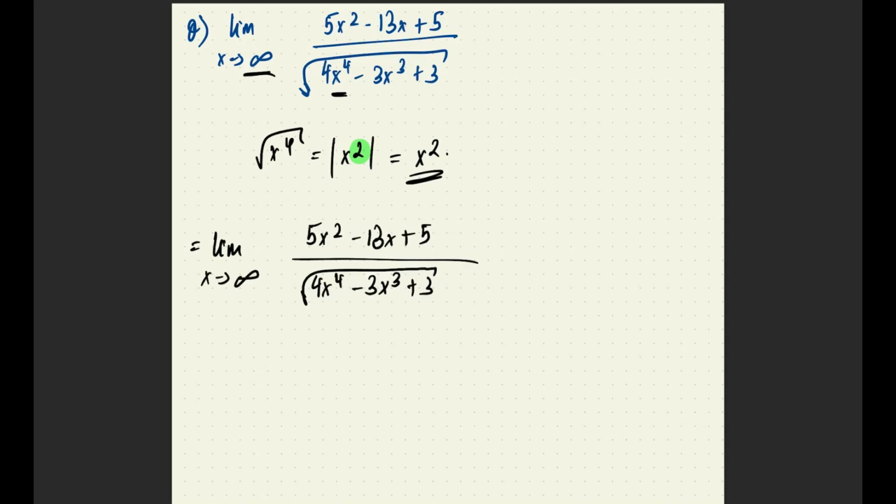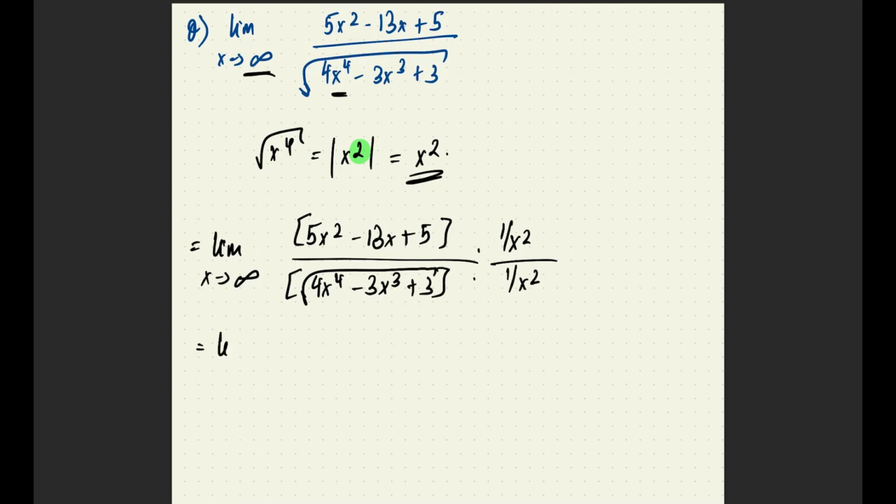And now I'll multiply both of this by the reciprocal of the greatest power, which is x squared. Or you can think of it as dividing both the numerator and denominator by x squared. It's the same thing. So 1 divided by x squared over 1 over x squared. Okay, so now let's perform this multiplication. Keep in mind that the 1 over x squared multiplies the whole numerator and the whole denominator.